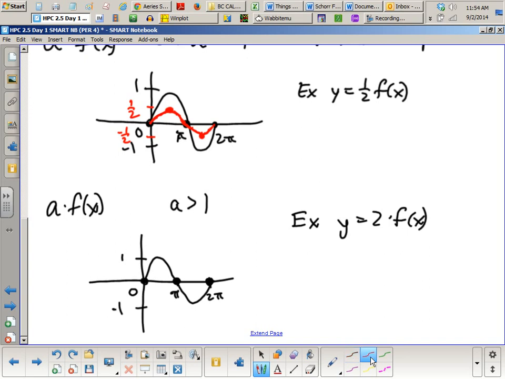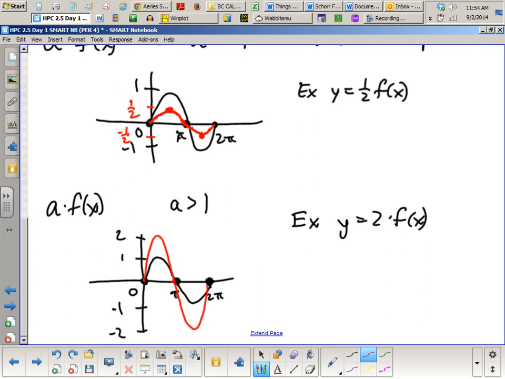If you're going to do the 2, multiplying by 2, this means 2y. So all of the y's are going to get doubled. And so it's going to end up being twice as tall. So it's going to basically go not to a height of 1, but a height of 2, like that. And not to a depth of -1, but a depth of -2.